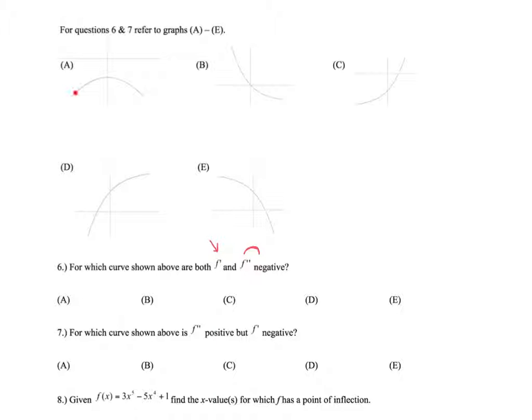If we look at A, it starts off increasing, so it's not strictly decreasing. B is decreasing, but it's concave up, so the second derivative would be positive. C is an increasing function, so that's out. D is an increasing function, so that's out. And E is a decreasing function, and it is concave down. So E is where the first derivative and the second derivative are negative.